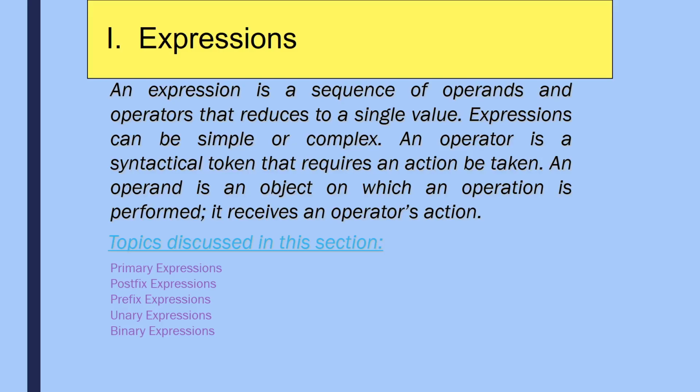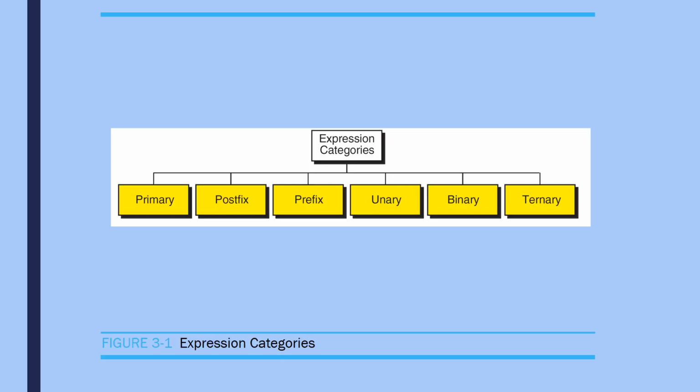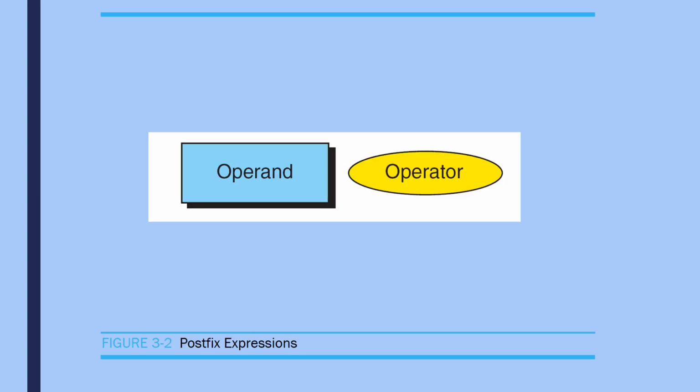An operator is a syntactical token that requires an action to be taken. And an operand is an object in which an operation is performed, and this will receive an operator's action. Now we have the following expression categories. We have six: primary, postfix, prefix, unary, binary, and ternary.